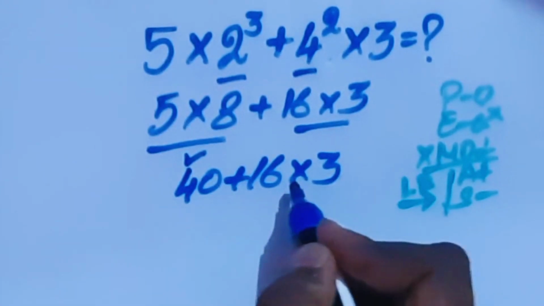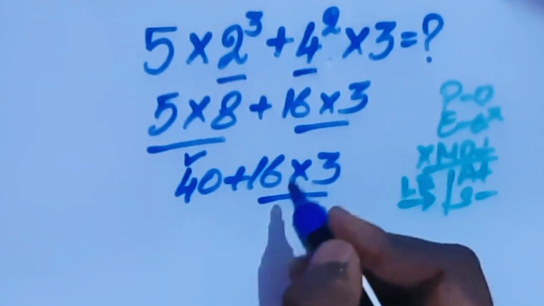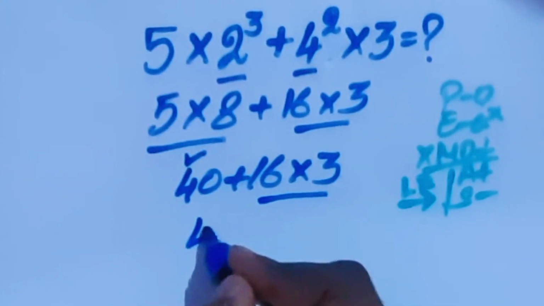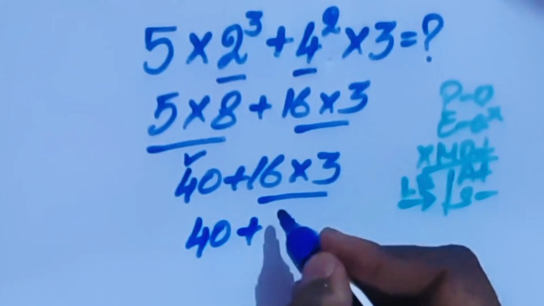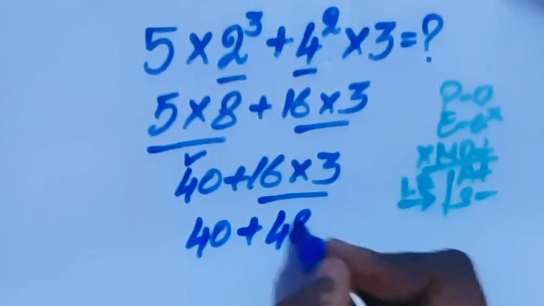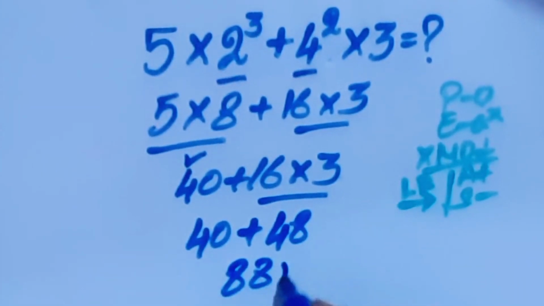Here we have addition and multiplication. Here multiplication is higher priority than addition, so we have to do this multiplication before the addition. So here 16 times 3 is 48. Here 40 plus 48 is 88, which is the correct answer.